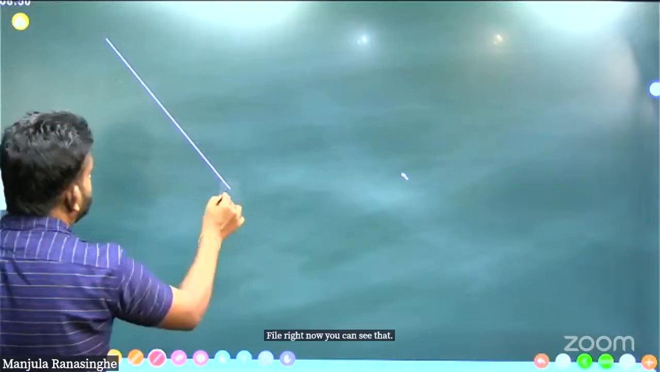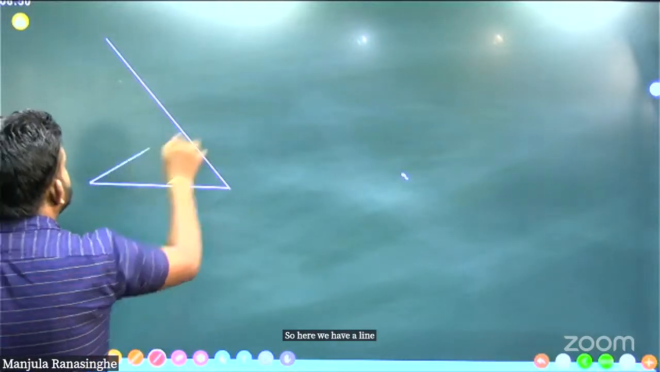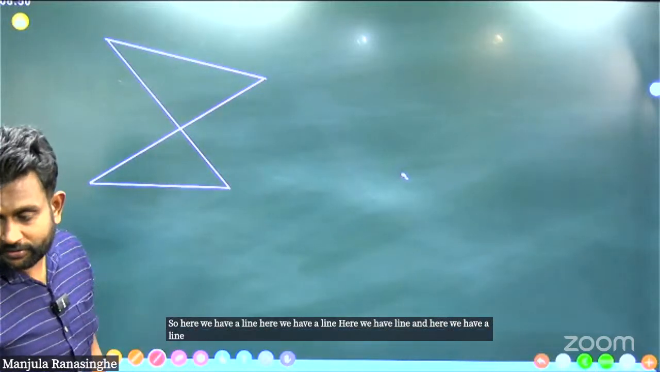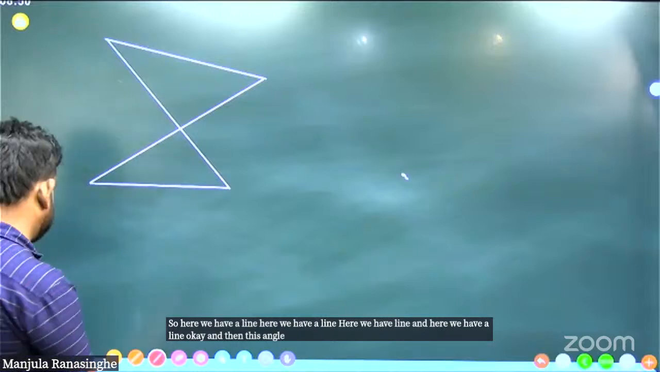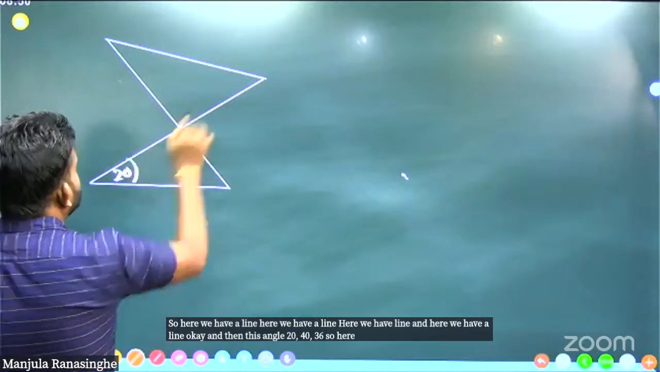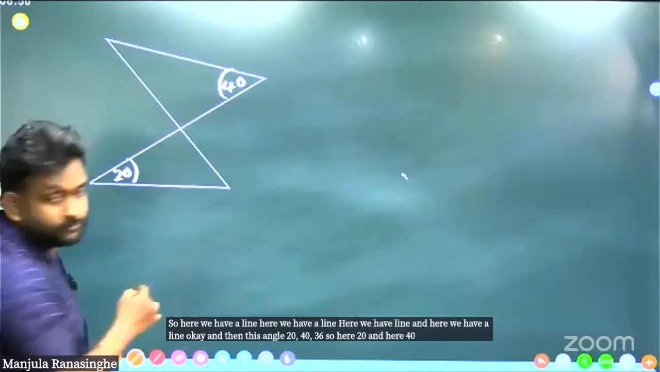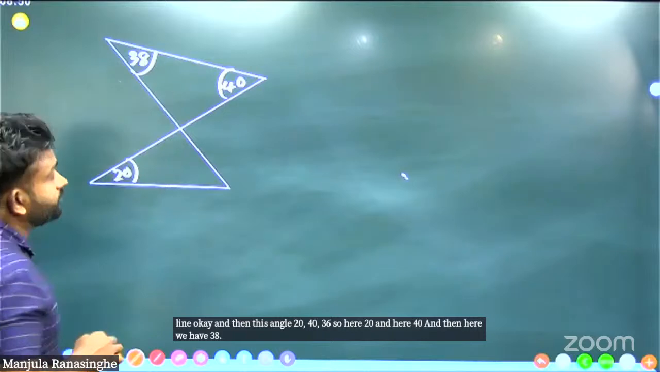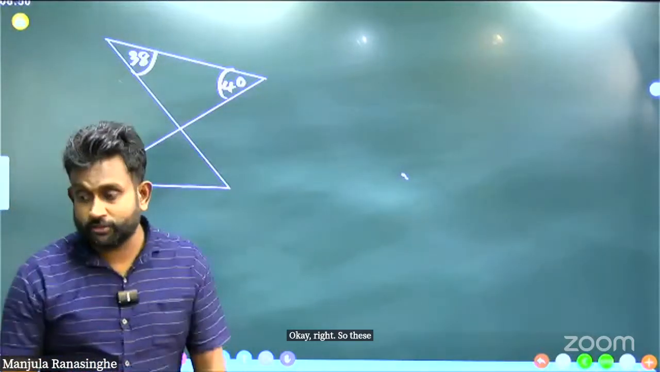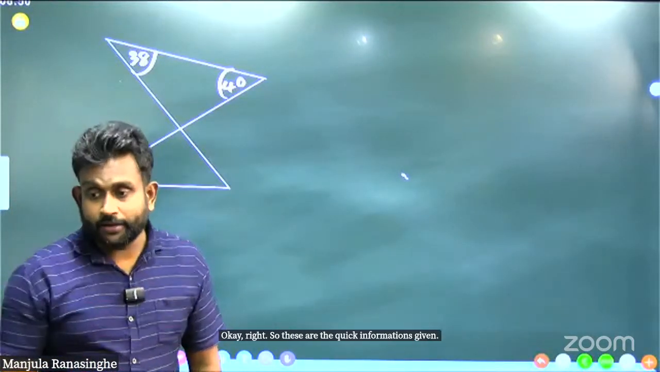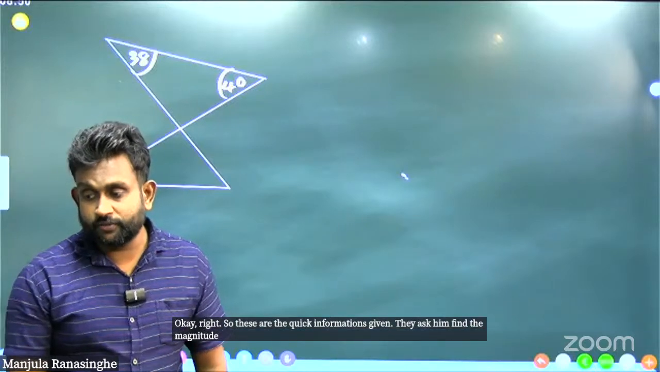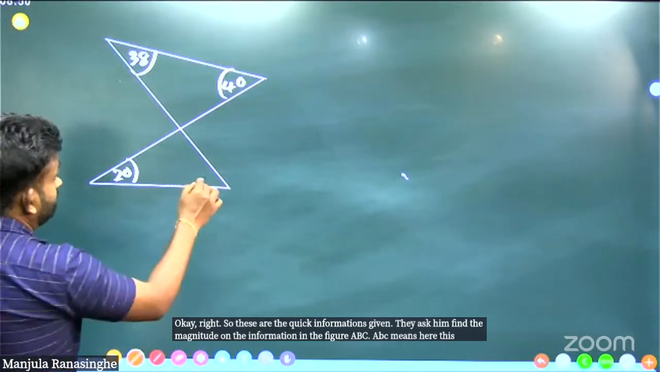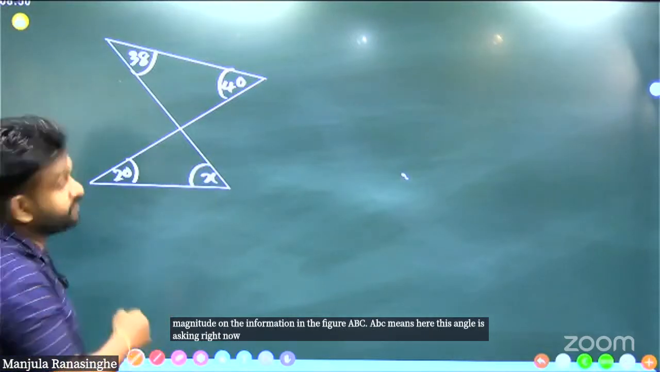Right. Now you can see here we have a line, here we have a line, here we have a line, and here we have a line. Then the angles 20, 40, and 36. So here 20 and here 40. And then here we have 38. Okay, so these are the quick pieces of information given. They ask to find the magnitude of the angle in the figure, ABC. ABC means this angle is being asked. Now see how to approach this fifth question.